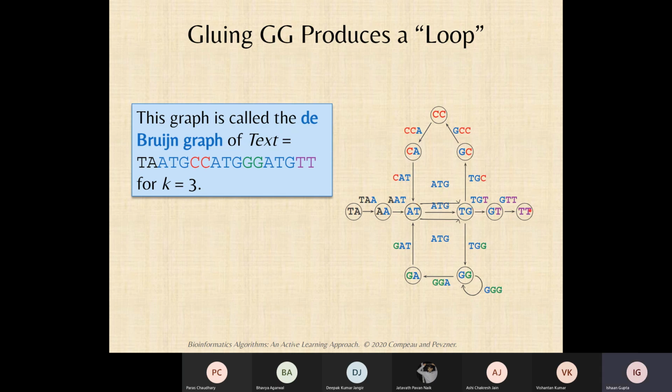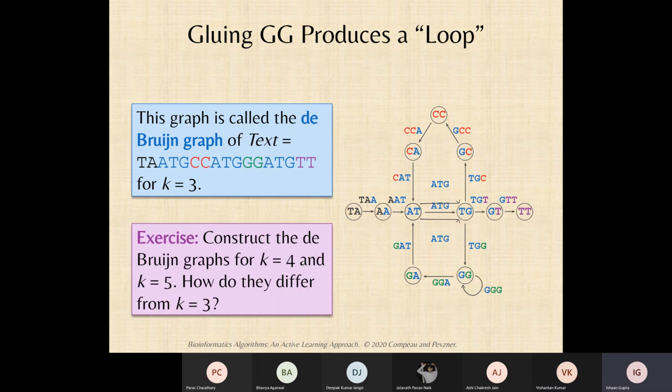So the goal here, in the Hamiltonian cycle or the overlap graph, the goal was to touch each node once. But here the goal would be to touch each edge once. Okay, because each of these edges are actually representing the k-mers that you have. All right, is this clear to everybody? Yes, sir.